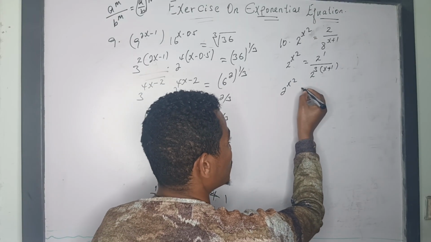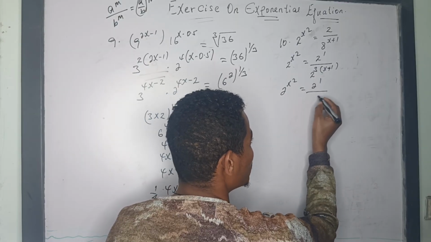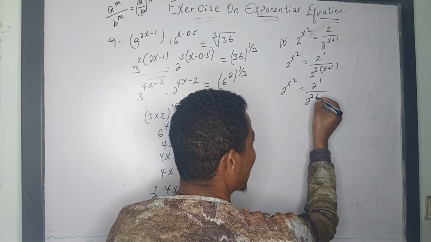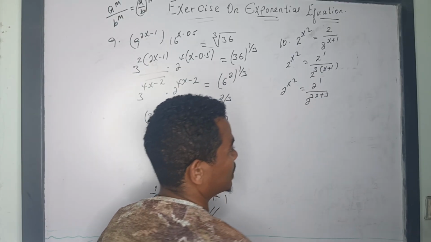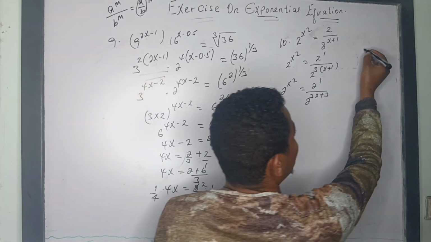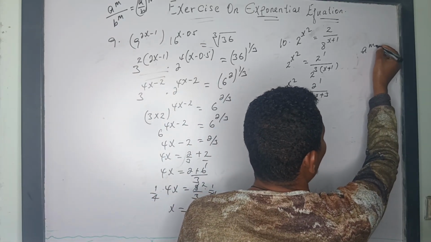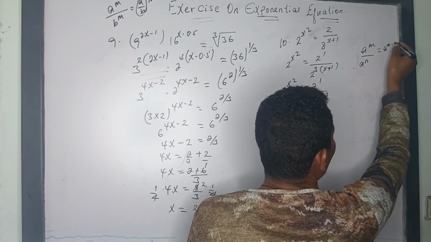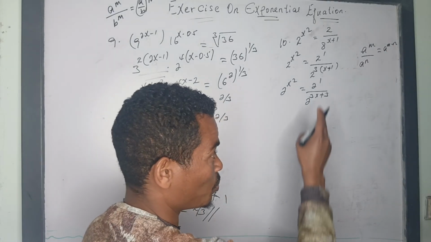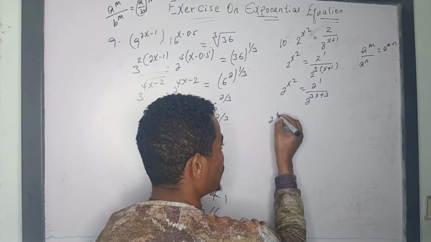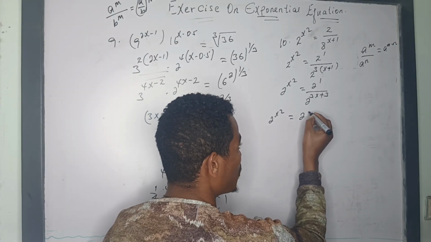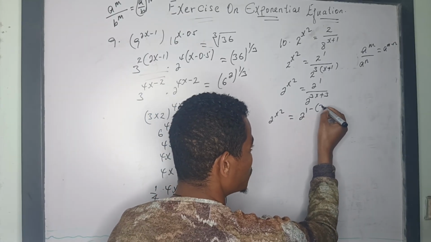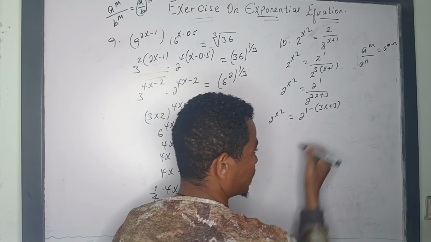So from this, 2^(x^2) is equal to 2^1 over 2^(3x+3). Now, if we have a^m over a^n, this is the same as a^(m-n). So by using that formula, 2^(x^2) is equal to 2 to the power of 1 minus (3x+3).